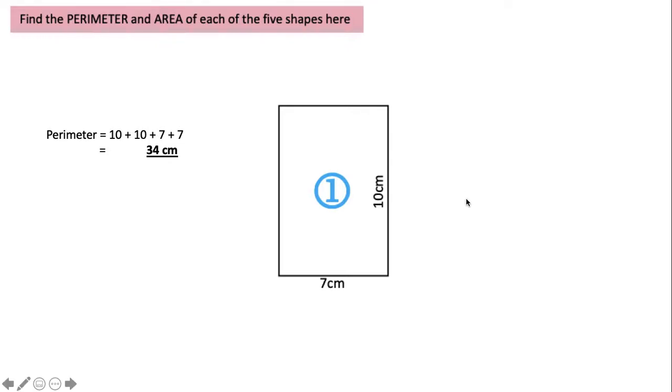The area of a rectangle is just the base times the height, or the height times the base, whichever way you want to look at that. 10 centimeters times 7 centimeters makes 70 centimeters squared, which are the correct units for an area.